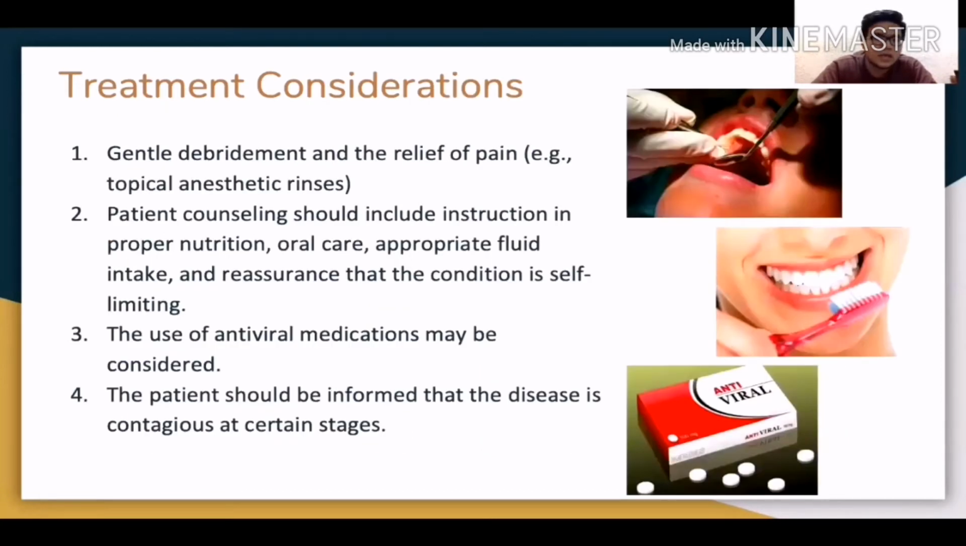Now let's take a look at the treatment considerations for herpetic gingival stomatitis patients. The first one is debridement. Gentle debridement can relieve the pain by removing the infected and dead tissue so that it can heal faster. Next, patient counseling is one of the useful treatments as well. The dentist or doctor should guide the patient in proper nutrition, proper oral health care and oral hygiene, appropriate fluid intake, and reassurance that the condition is self-limiting.